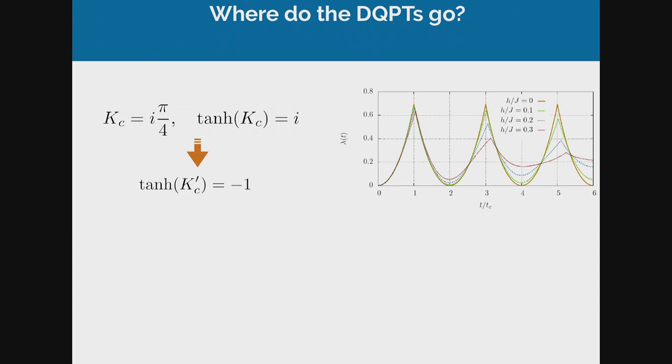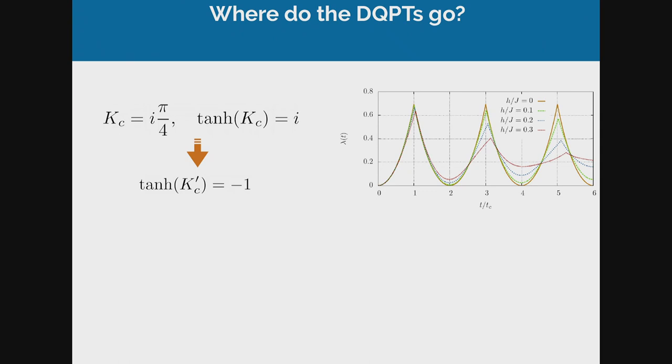The RG transformation is taking just the square of this tanh to get the new tanh. So the square of i is minus one. So after one RG step, we are at a new coupling, which is given by tanh equal to minus 1.